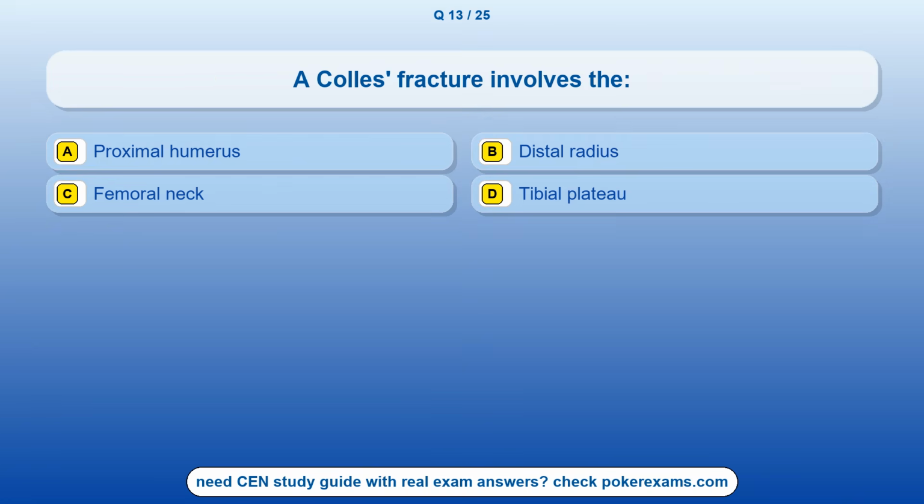Question 13. A Colles' fracture involves the: Option A, proximal humerus. Option B, distal radius. Option C, femoral neck. Option D, tibial plateau.